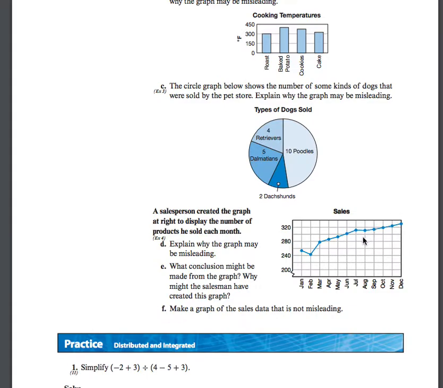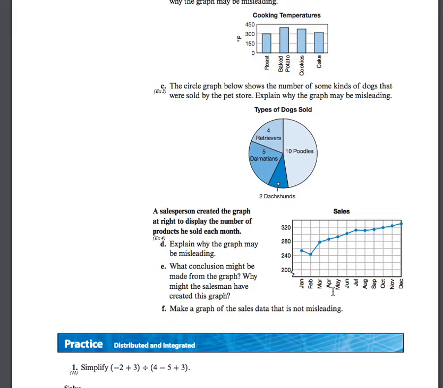Well, what does that tell his boss, his sales manager? Hey boss, look at me. I'm improving every single month. I'm getting better. Is that actually the case? If you took away the part of the graph that might be misleading. Notice there's a broken scale here, and those increments are relatively close together. So the broken scale might be a misrepresentation that he's actually increasing by a larger scale all the way throughout. What conclusion might be made from the graph as to why the salesperson created this graph?